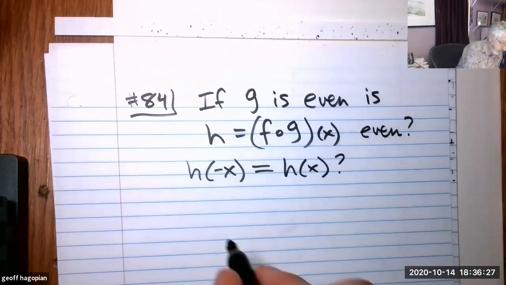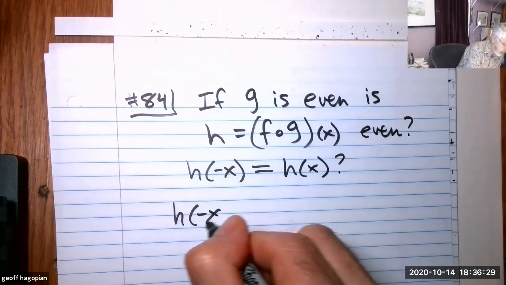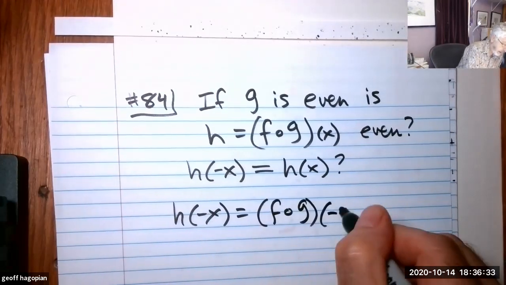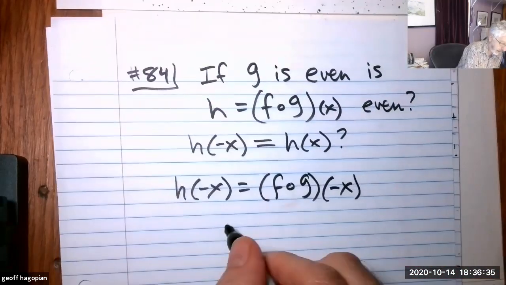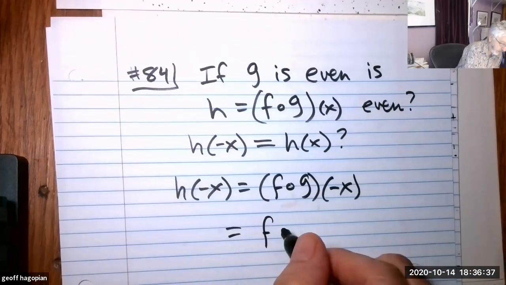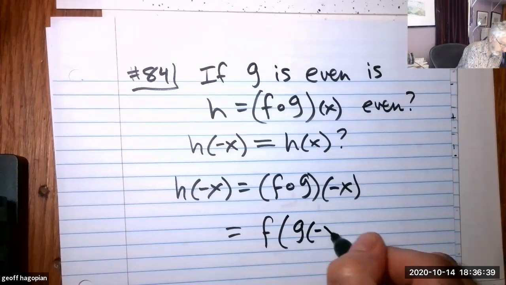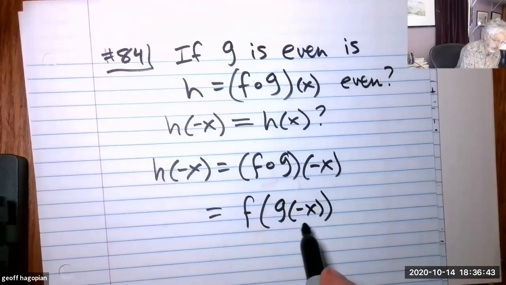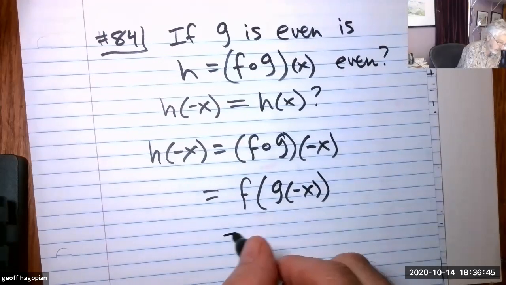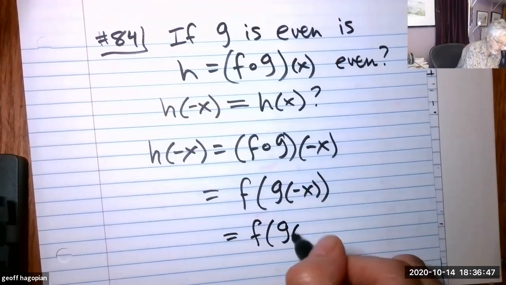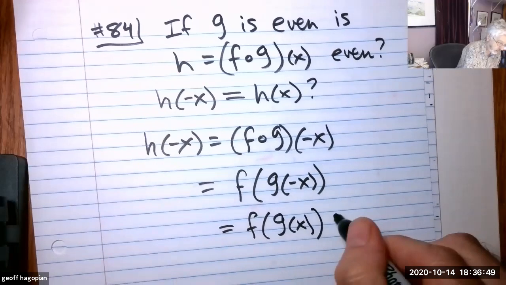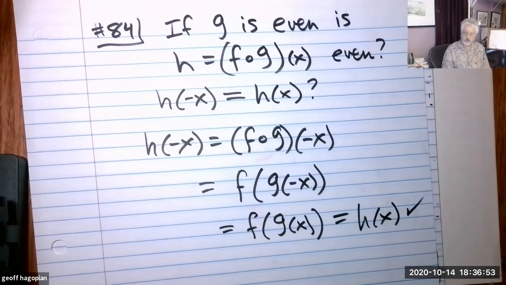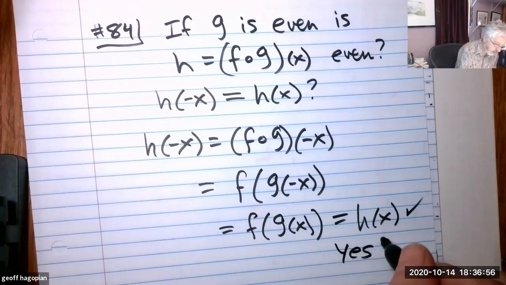Well, h of negative x is going to be f of g of negative x. But what do we know? We know that g is even, right? So g of negative x is just g of x. And so this is f of g of x, which is h of x. And that's what it means to be even. So yes, the answer is yes.